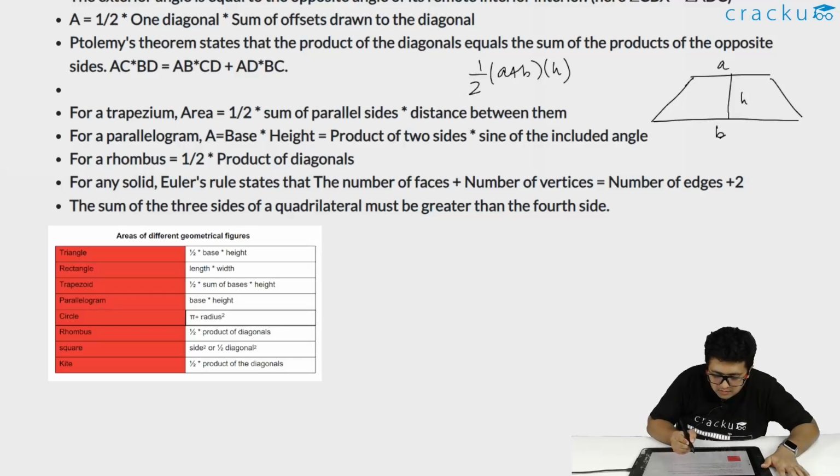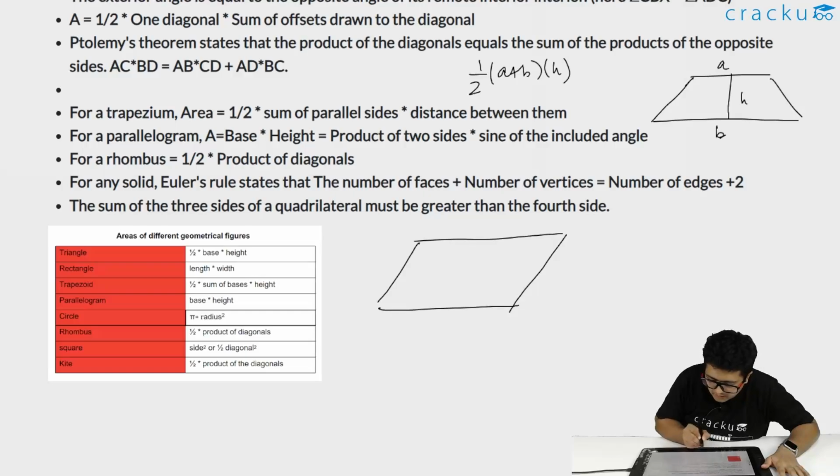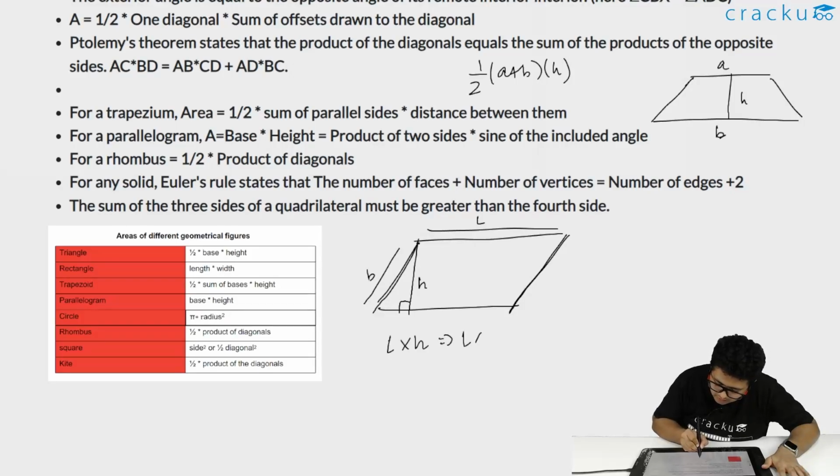For a parallelogram, the area is equal to base into height, or the product of two sides with the sine of the angle included. So basically a parallelogram is drawn like this, where the opposite sides are parallel. Let's say this is the length and this is the breadth. We can draw a height here. So the area is length into height. But it is also length into breadth into sine A, where this angle is A.